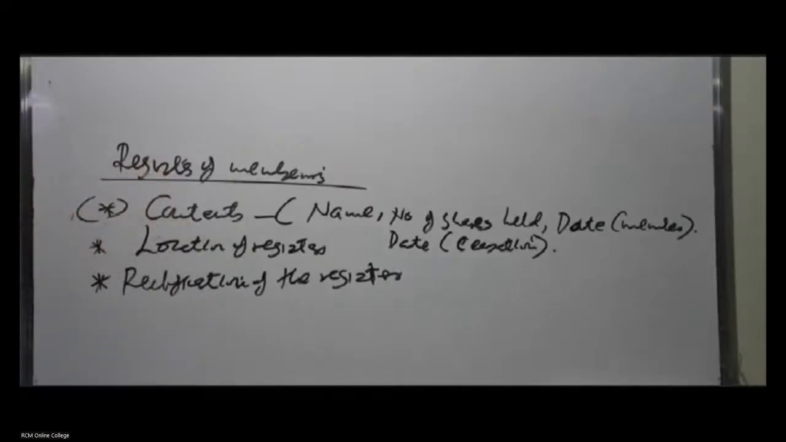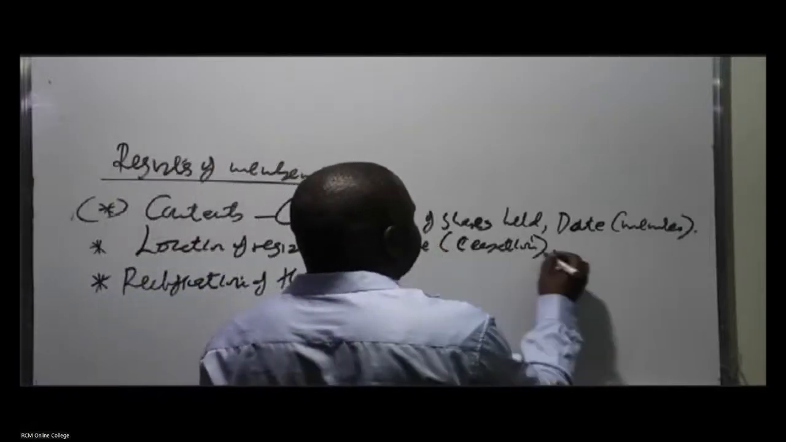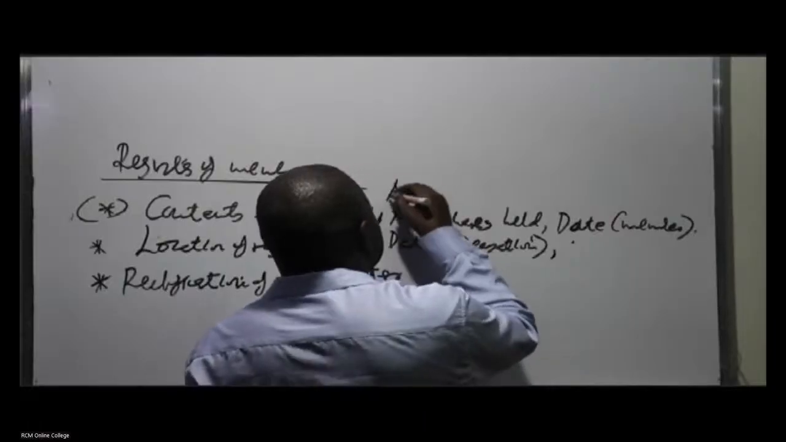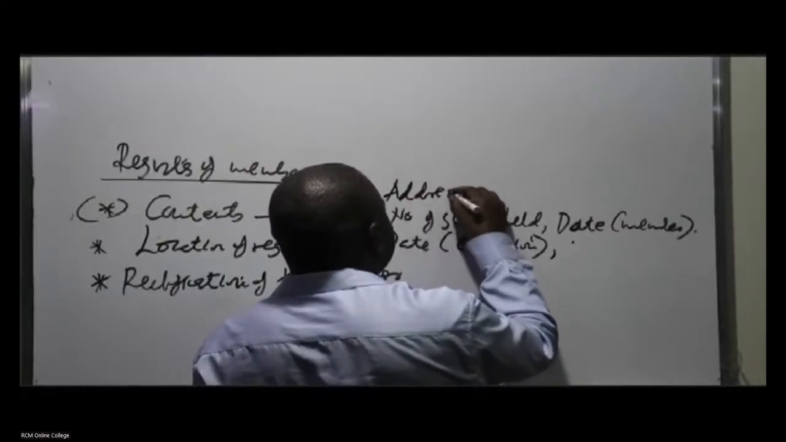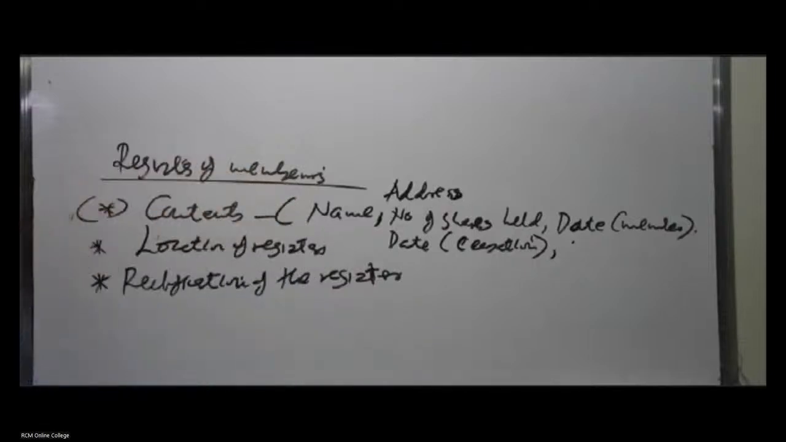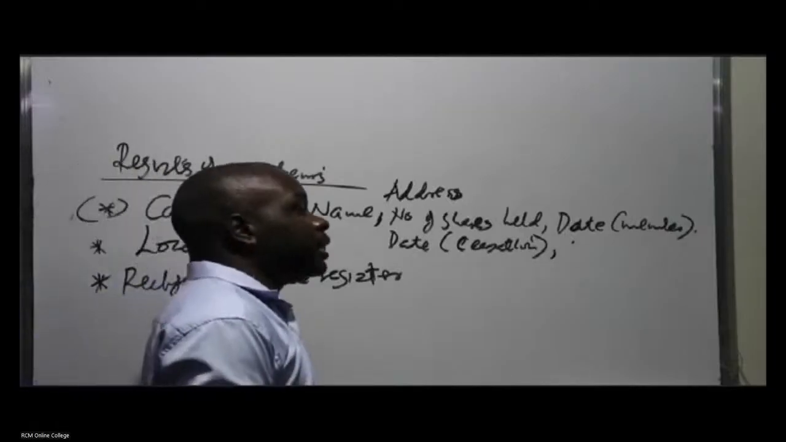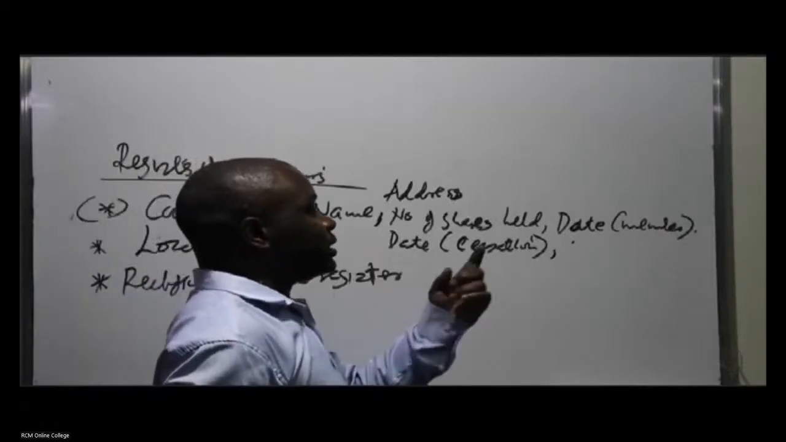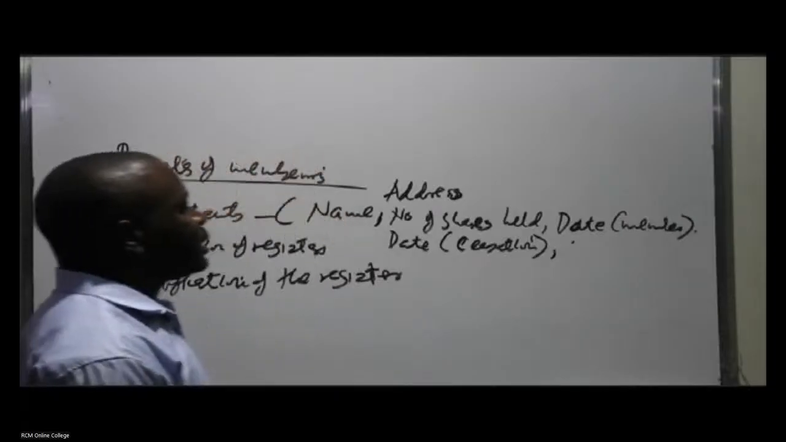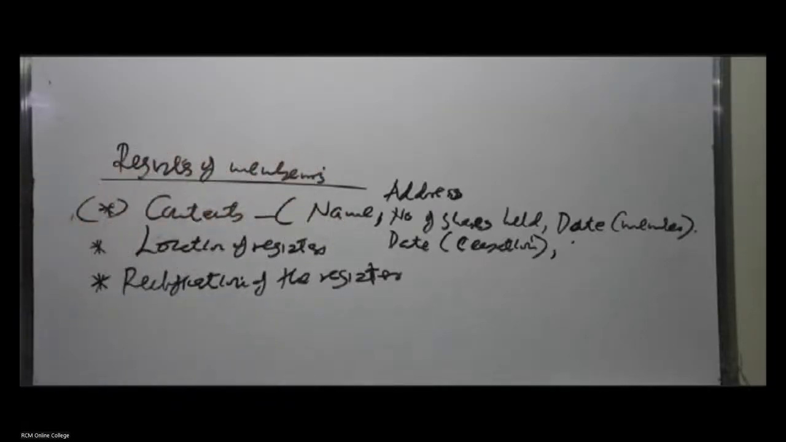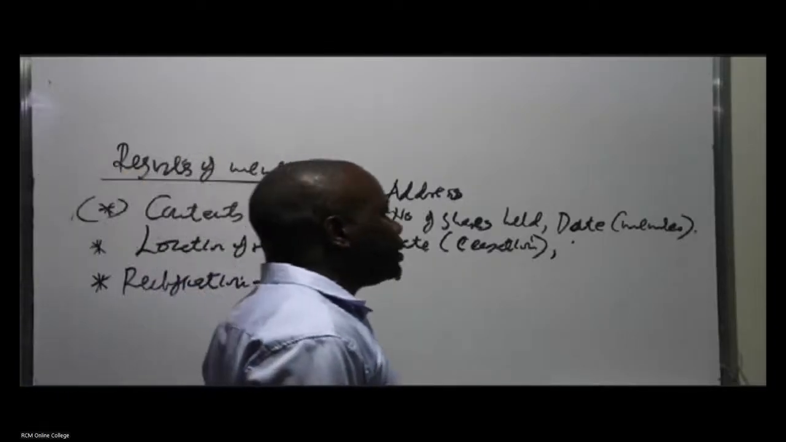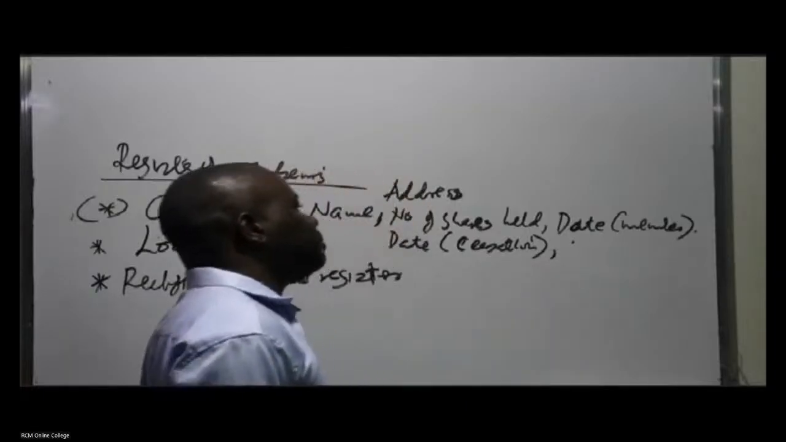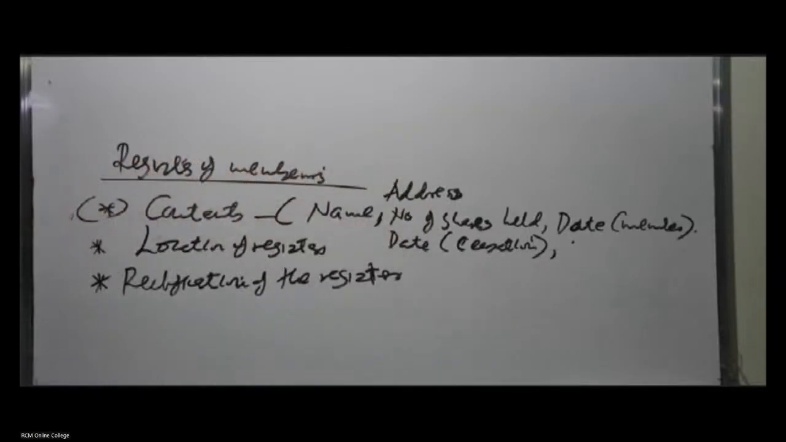Those are part of the contents of the register of members. It will have the name. So we can talk about also the address. When you talk about the name, then you obviously have the address. Name and address of the member. It will have the number of shares held by this member, if it is a company limited by shares. The dates when this person became a member. Then if the person has ceased to be a member, the date of cessation of membership, meaning he or she is no longer a member of the company.